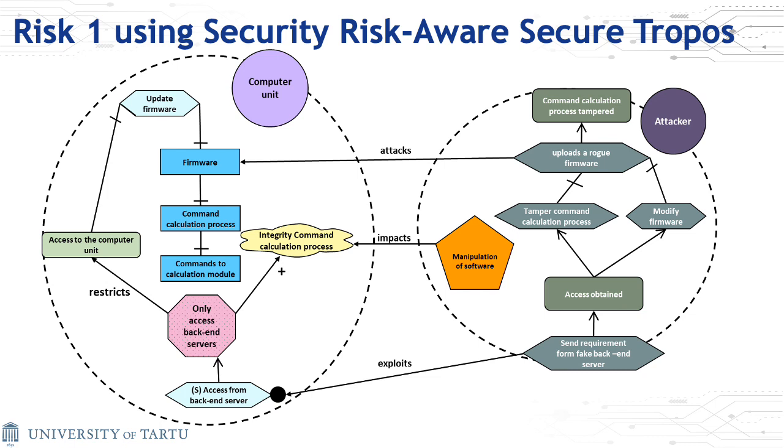Risk 1 was analyzed using the risk-aware secure Tropos. As can be seen in the graph, the 2 main actors, the computer unit and the attacker, the business assets and the system assets involved are represented along with the main tasks and objectives of each part. The attacker exploits the vulnerability due to the deficient access control of the computer unit from remote back-end servers. The attacker updates the system with a rogue firmware to affect the integrity of the command calculation process.